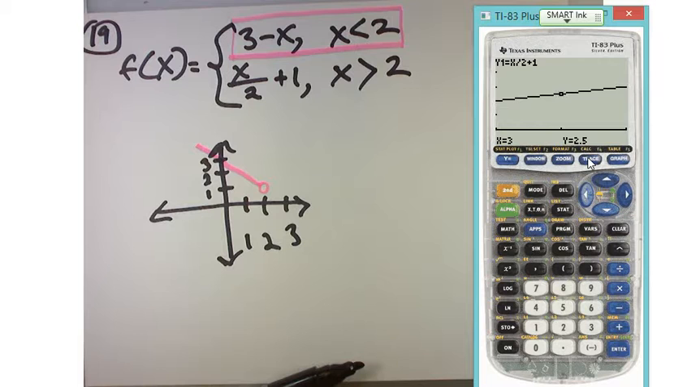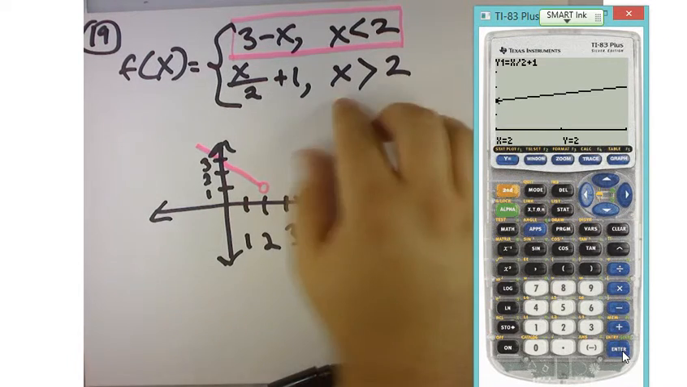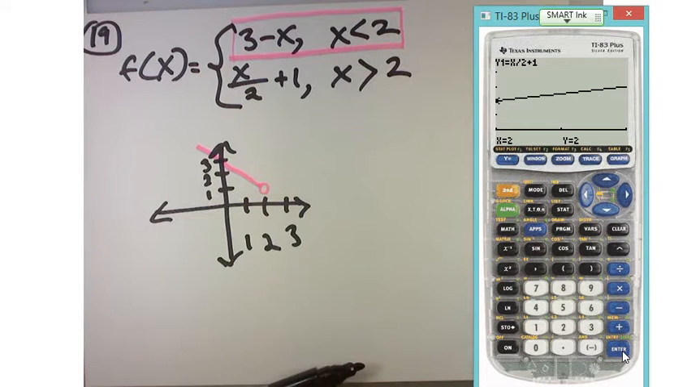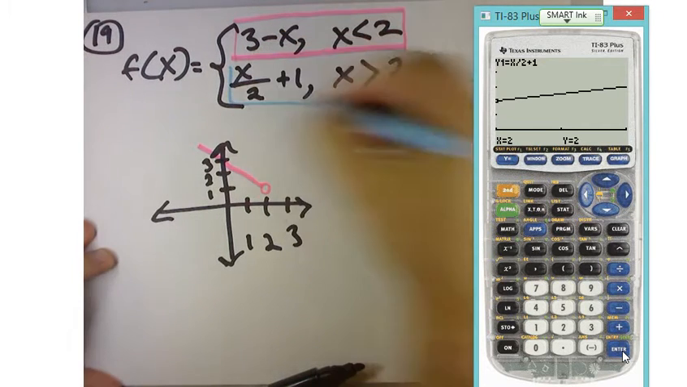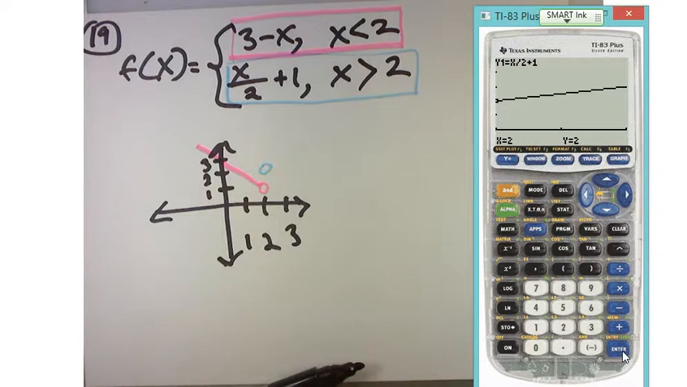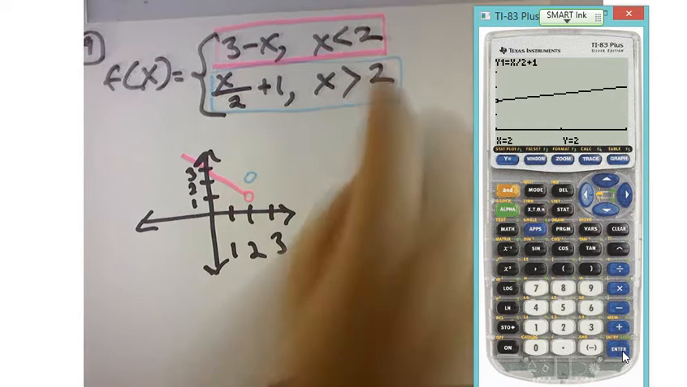So now when I hit trace, what I want to look for is when x equals 2. Again, there's no equal sign, right? There's no equal sign. So this is going to have an open circle. So where would it have the open circle at? 2, 2. So I'm going to use a different color. This is the second part of my piecewise function, and I have an open circle at 2, 2. Wait, sorry, why is the circle open? No equal sign. We're not including x equals 2.